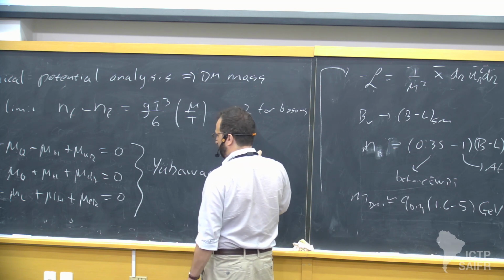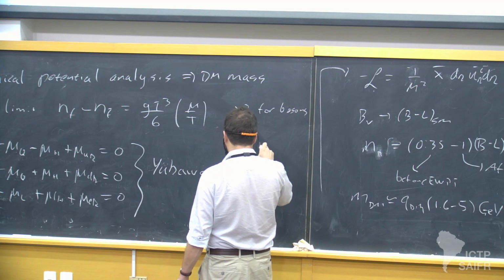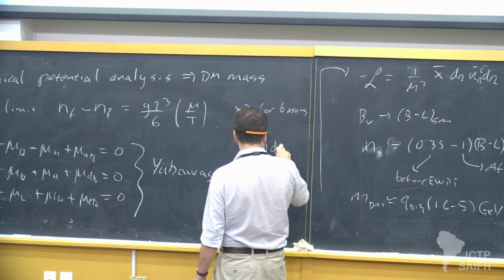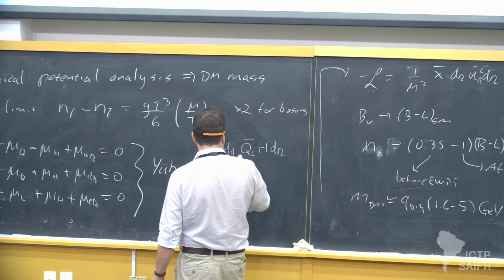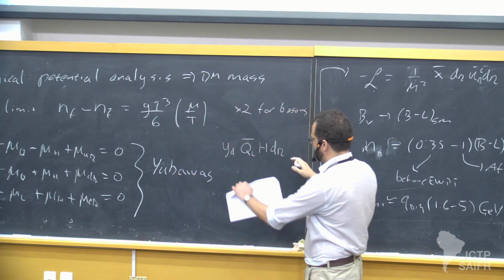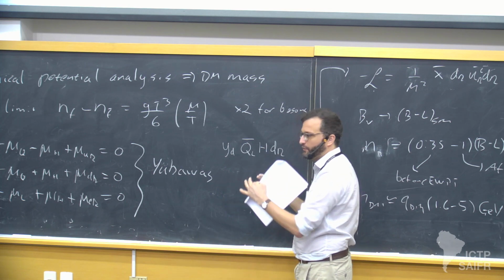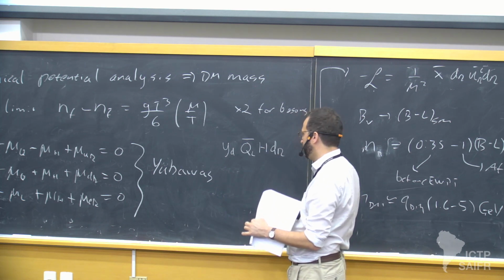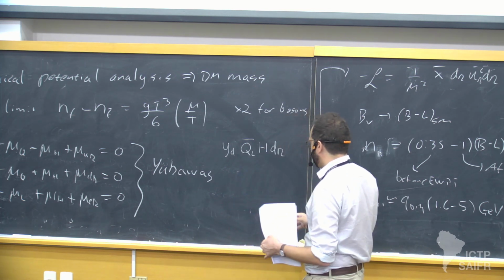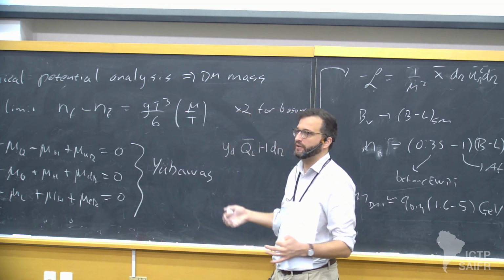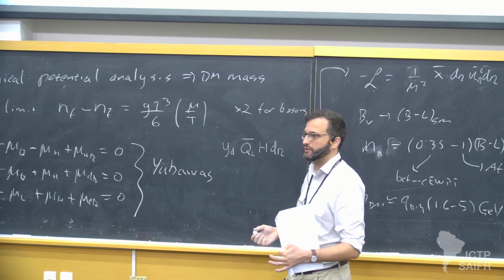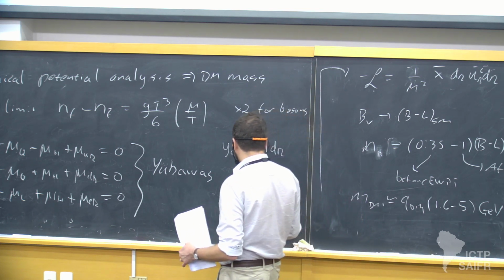QL bar H dR, okay? Now assume that this will lead to some interactions in the thermal bath, and we're assuming here implicitly that these are rapid, so that chemical equilibrium is established. So then, let's see.